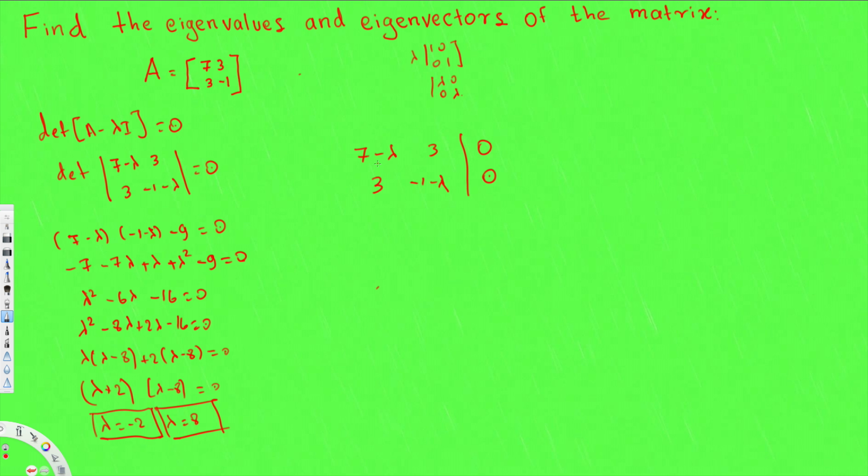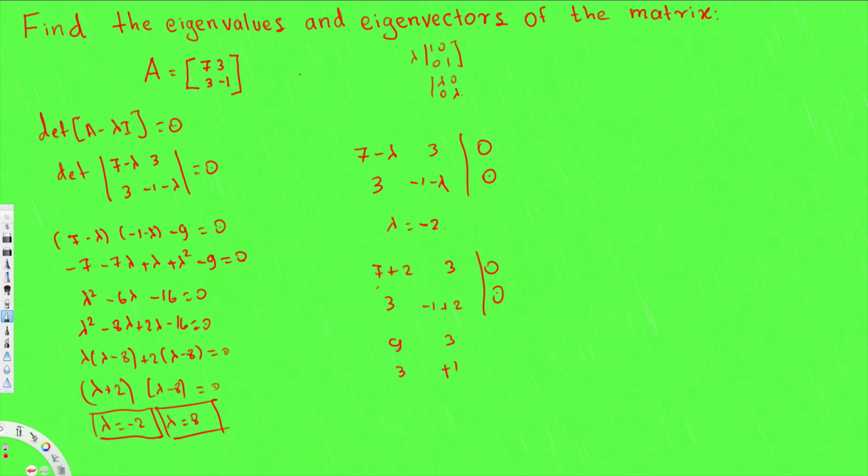Let's begin with lambda equal to minus 2. When lambda is equal to minus 2, if I substitute here, it's minus minus 2, which becomes plus 2. So it's going to be 7 plus 2, and here 3, 3, minus 1 plus 2, and the other side is going to be 0 0. If I add them together, it becomes 9 3, 3 and minus 1 plus 2 is plus 1. Now if you see, the first row is 3 times multiplication of this.